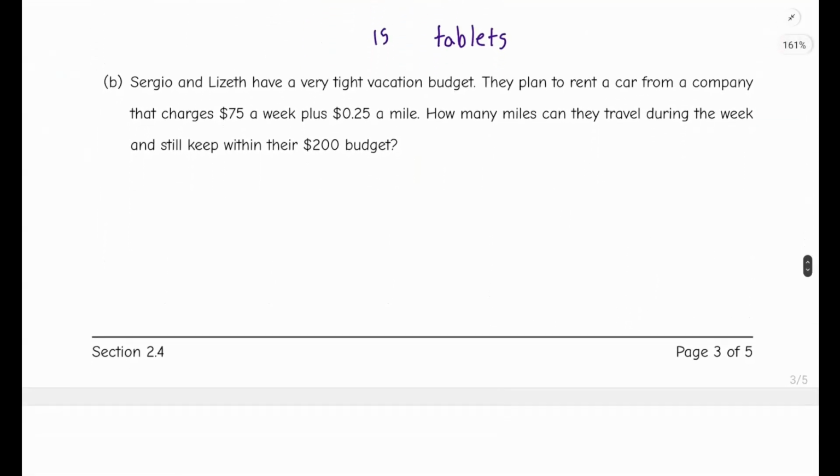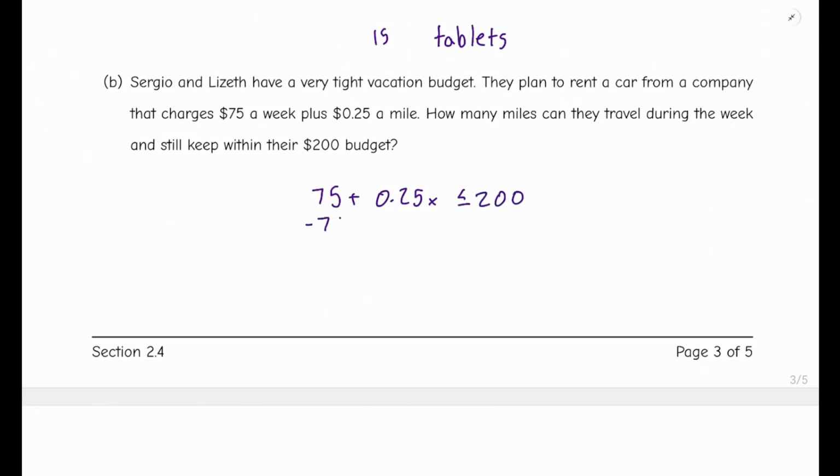Part B. Sergio and Lizeth have a very tight vacation budget. They plan to rent a car from a company that charges $75 a week plus $0.25 a mile. How many miles can they travel during the week and still keep within their $200 budget? So just like before, we're going to come up with an expression for the total cost, which is the 75 plus the 0.25x, and that has to be less than or equal to the 200.